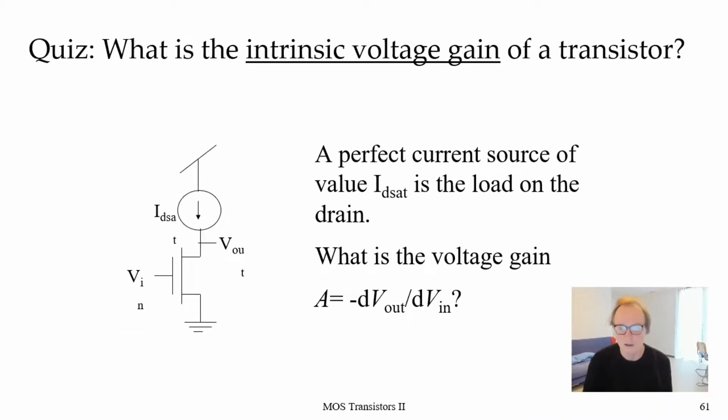Okay, so here's a quiz. What is the intrinsic voltage gain of a transistor? So what do I mean by intrinsic voltage gain? It means you make a perfect current source of value ID sat as the load on the drain. So you build a circuit here where you have a single transistor, you put a current source which is sourcing exactly the saturation current of this bottom transistor here, and what you ask, what's the incremental voltage gain, A, which is minus dV out over dV in. Okay, so let's do that on the blackboard.